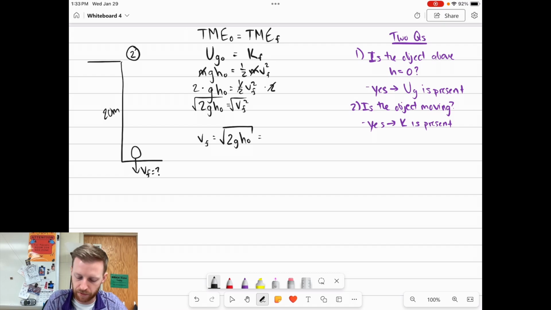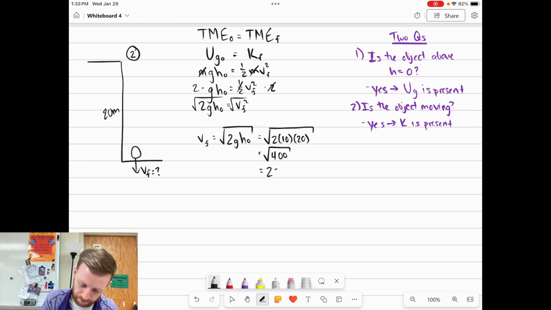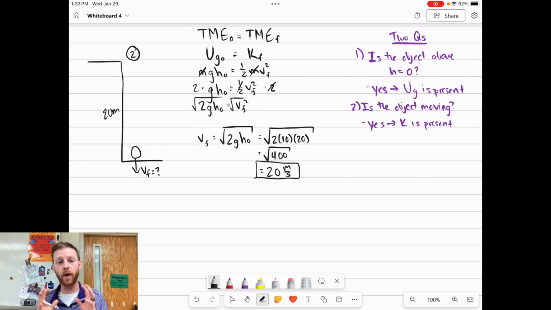And now I can simply plug in values, right? I can plug in square root of 2 times 10 as g times my height of 20, which gets me the square root of 400, which is going to be 20. So I end up at 20 meters per second. So again, the question is, what types of energy are at the start? What types of energy are at the end of our problem?